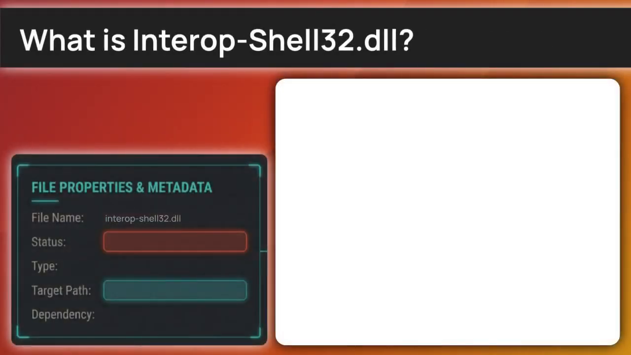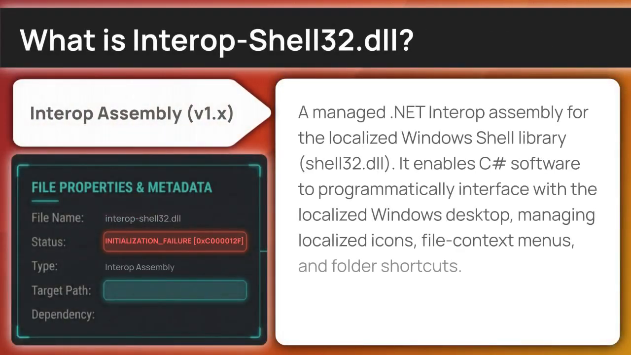This is the Interop shell32, a managed .NET Interop Assembly for the localized Windows shell library, shell32 DLL. It enables C# software to programmatically interface with the localized Windows desktop, managing localized icons, file context menus, and folder shortcuts. Knowing the file's purpose is helpful, but now we need to physically restore it.